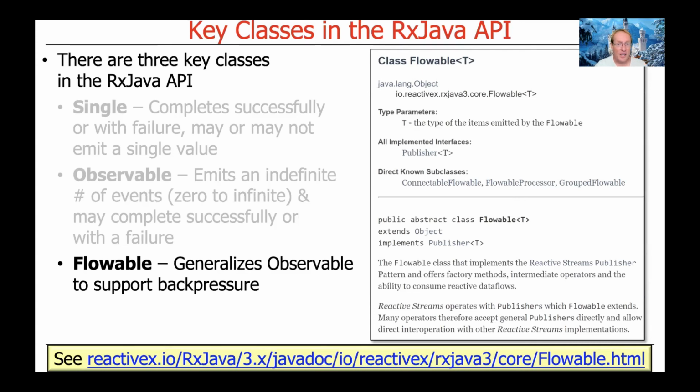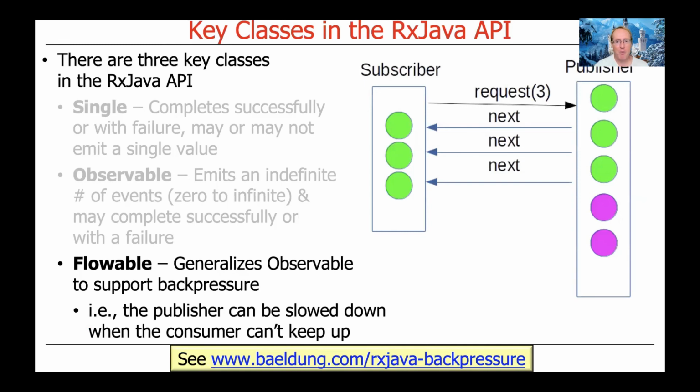Then the third key class that's part of the reactive RxJava API is the flowable. And that's basically an observable plus plus. It's an observable that also supports this concept known as back pressure. And what back pressure allows is it allows the subscriber to tell the publisher, hey, you're sending data too fast. I can't keep up. And so what'll happen then is it'll go ahead and have the publisher kind of throttle back and not produce the data as quickly.